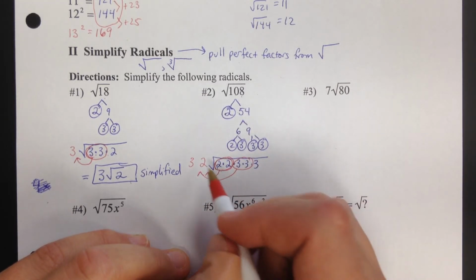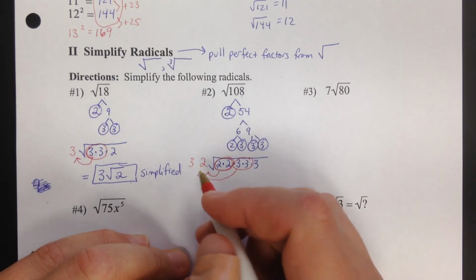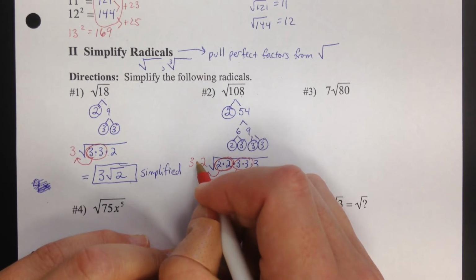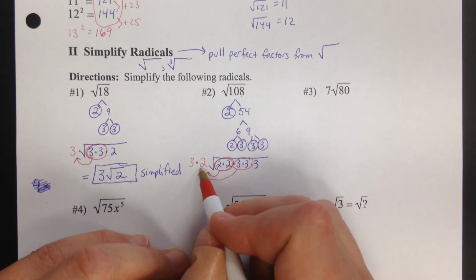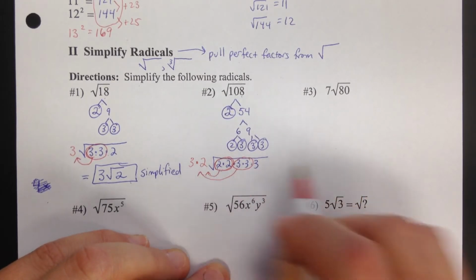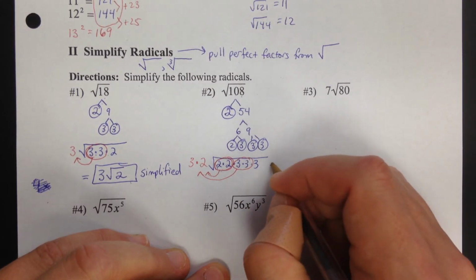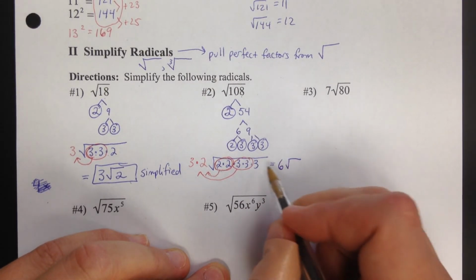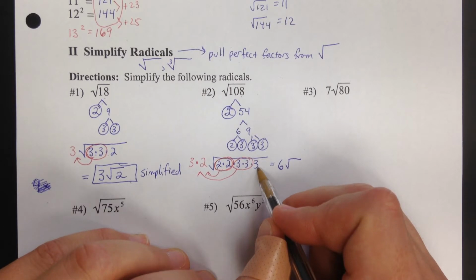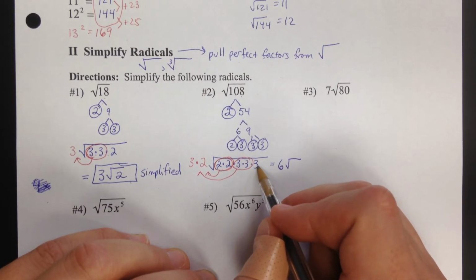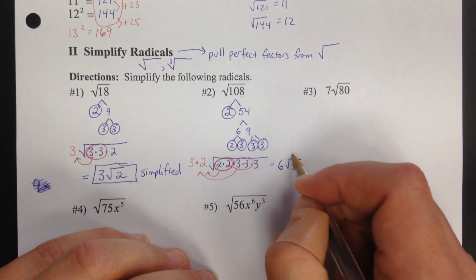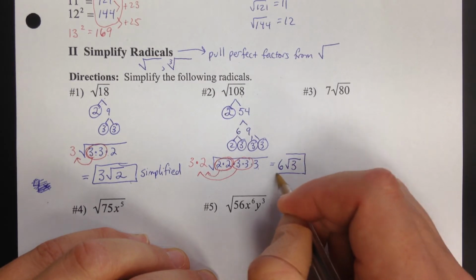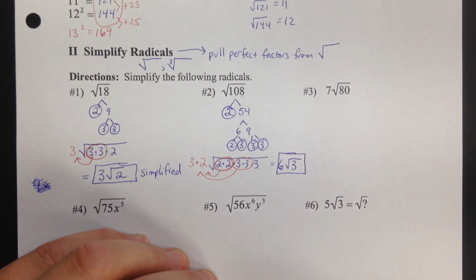Now in this case, we have more than one number on the outside. If you have more than one on the outside at the end, you're going to multiply them together. 3 times 2 is 6. And if anything is left over, we still have that 3, but we can't pull it out because that's not a perfect square. The answer is 6 root 3. And that's as far as we can take it.